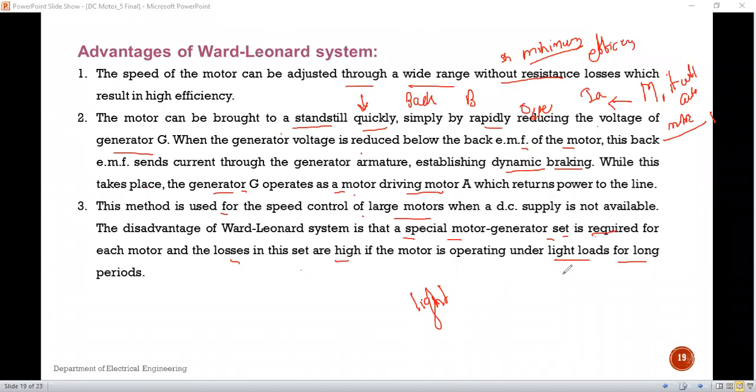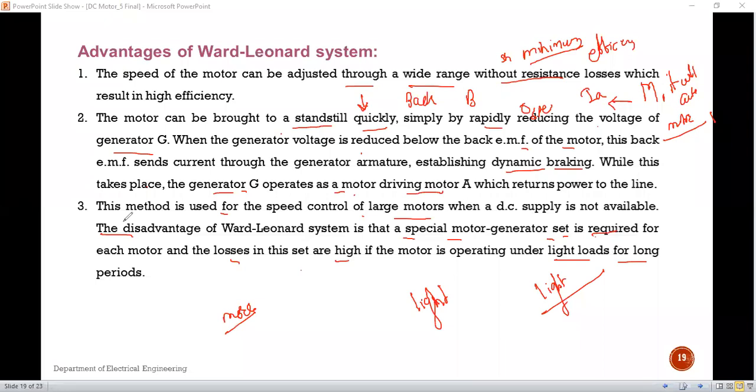And due to that, if the light load is on that variable speed motor for a long time, meaning continuous low load, then your losses may be greater and you will achieve a minimum efficiency and your spending cost is more. The cost that we spend can be more. So this is one of the disadvantages of this Ward-Leonard system.